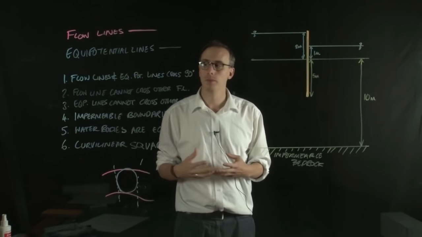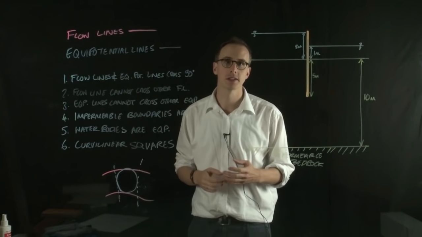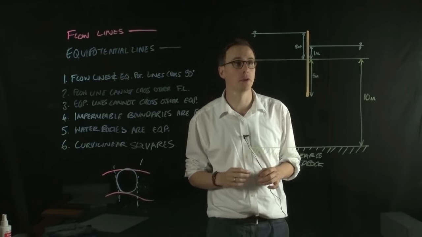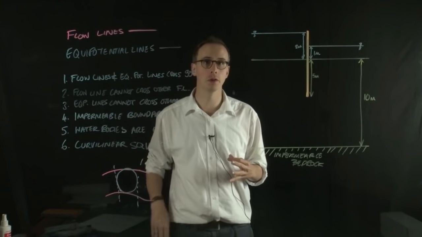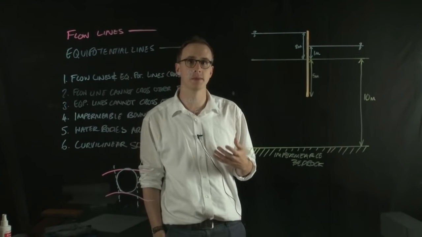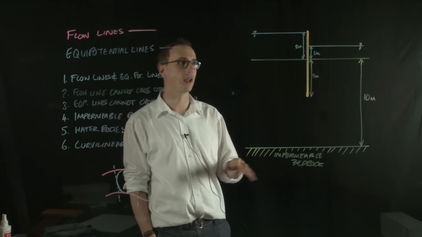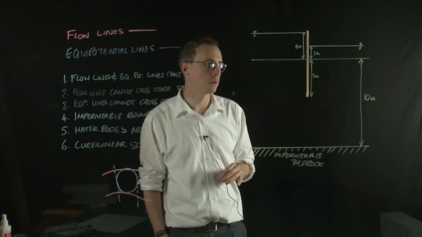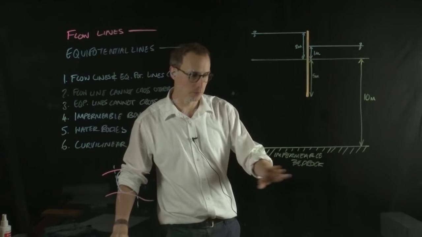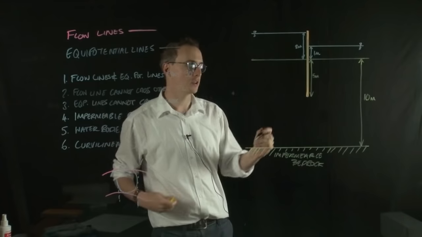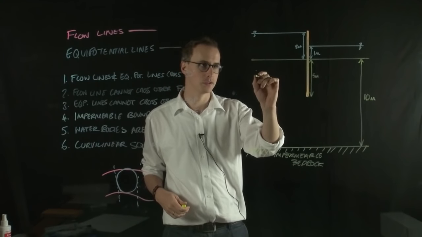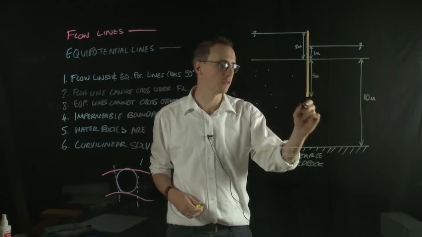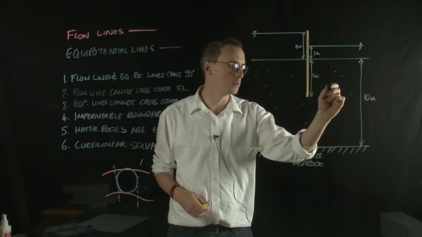Okay, so those are the rules for a flow net. Let's look at a more realistic example of drawing a flow net. Now, to draw a flow net, we need to know some things about the geometry of the system we're looking at. So let's say we have an example that looks like this, where we have an impermeable material, and sitting on top of that material is some sort of permeable material. So we know water can flow through this permeable material.